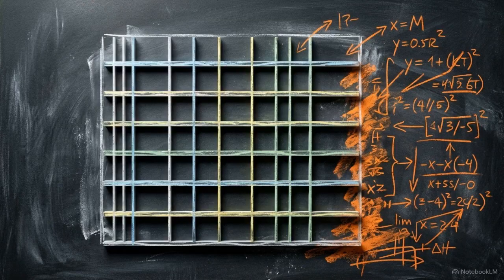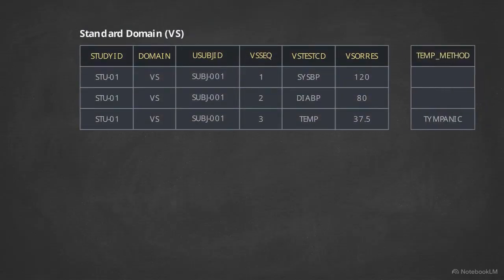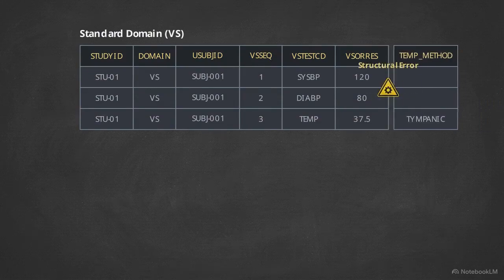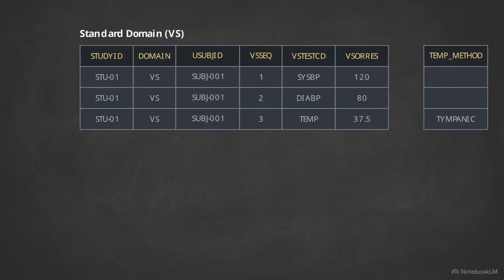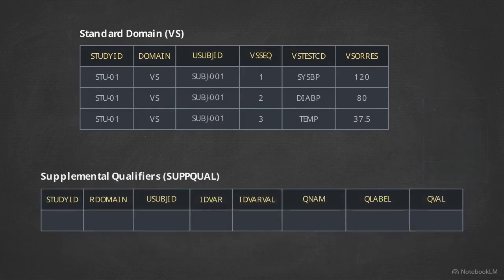But clinical trials are unpredictable. If a sponsor collects data that exceeds the standard columns defined by SDTM, an architectural tension arises. You cannot simply insert a new column into a standard domain. The system will explicitly reject it as a structural error. Instead, this non-standard data is routed into supplemental qualifiers, or SUPPQUAL. This acts as a strictly governed repository for custom variables.